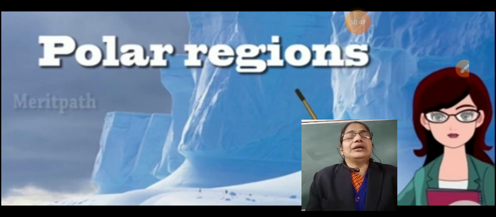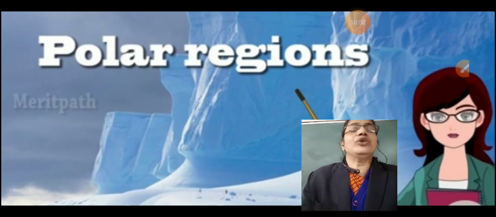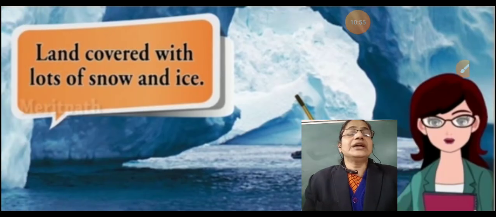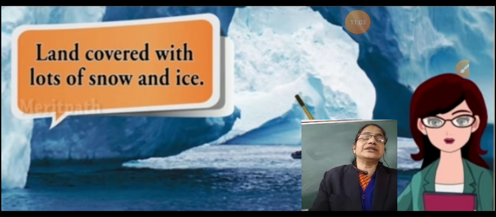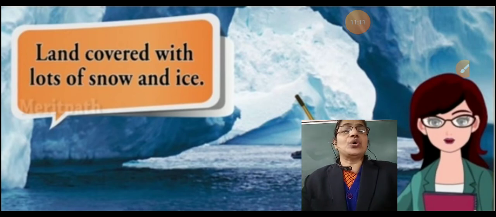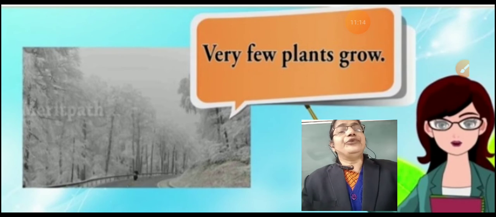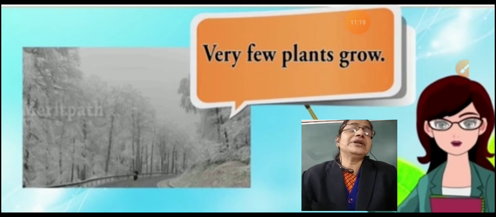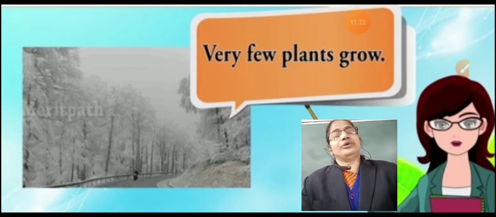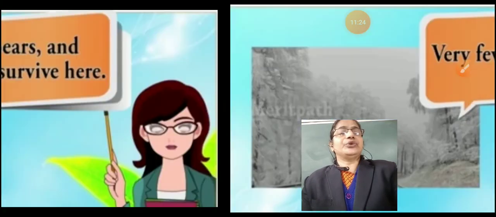Now polar regions, that we didn't learn till now. Now you can see here what polar regions are. Land covered with lots of snow and ice. This is called polar regions. Very few plants grow. Only a few plants will grow there.